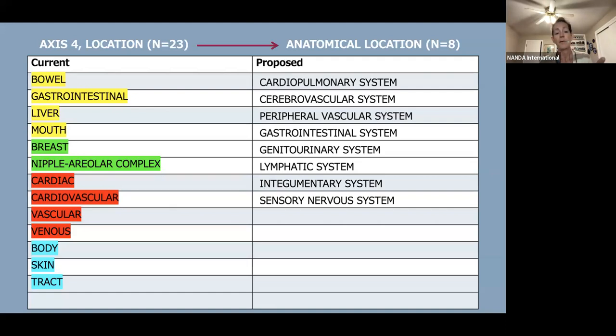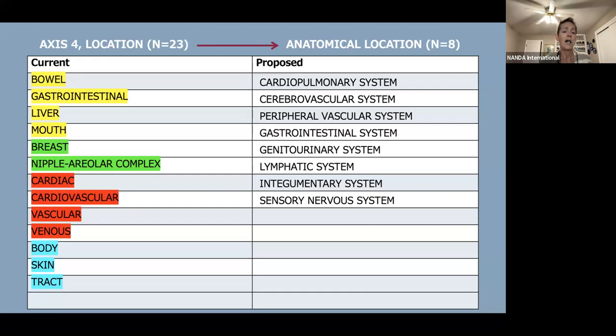The next one down, we have breast and we have nipple areolar complex. Well, the nipple areolar complex is a location on the breast. So do we need both? Or do we roll those up to a higher level of reproductive system or genitourinary system? We have cardiac, cardiovascular, vascular, venous. Again, all of those could be incorporated into perhaps cerebral vascular system or peripheral vascular system.